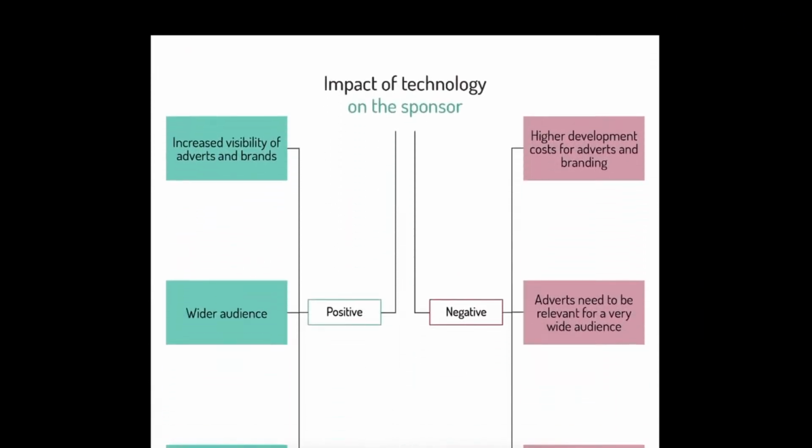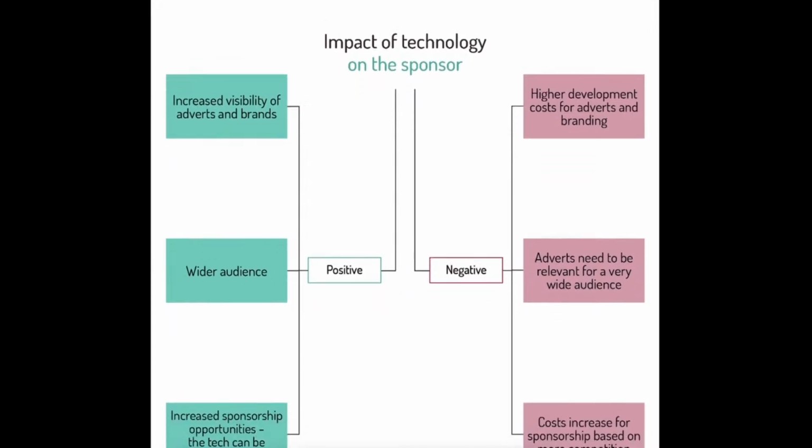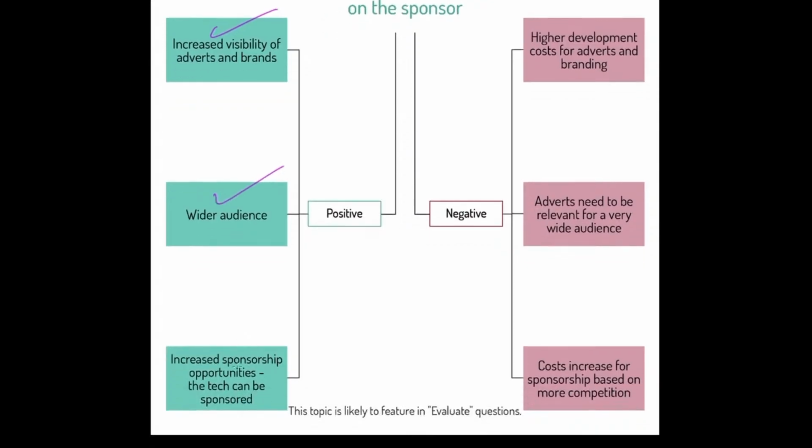Now, impact of technology on the sponsor. Some of these are quite nuanced. They get more visibility because the adverts and brands are shown through better media. TV is the best example. They go to a wider audience. That's really good for obviously the sponsor. Therefore, they've got increased sponsorship opportunities.